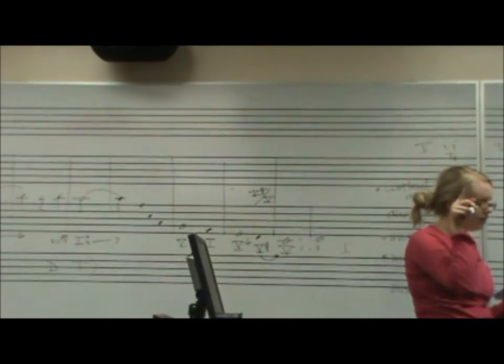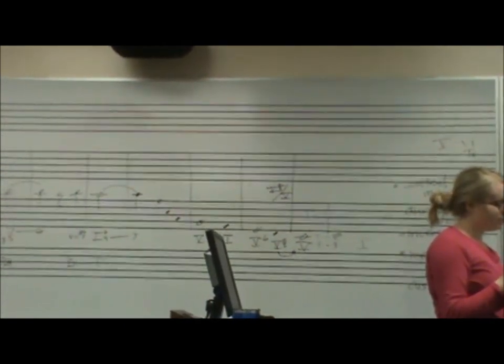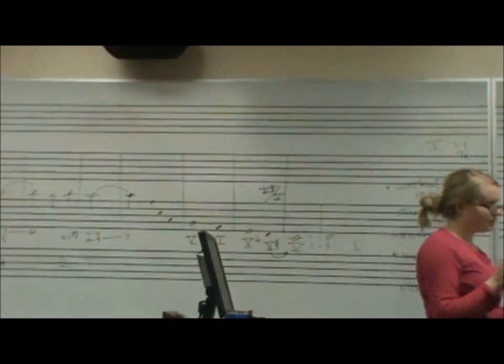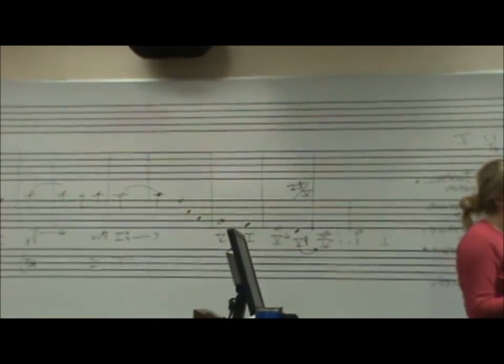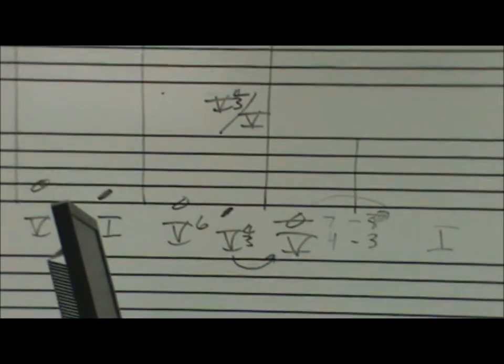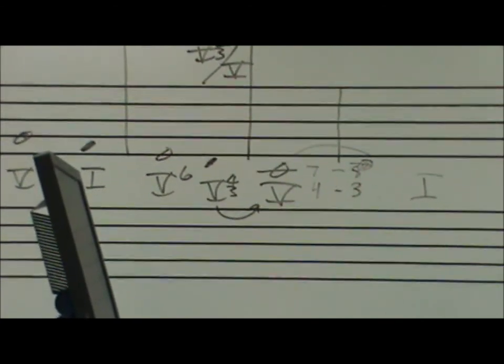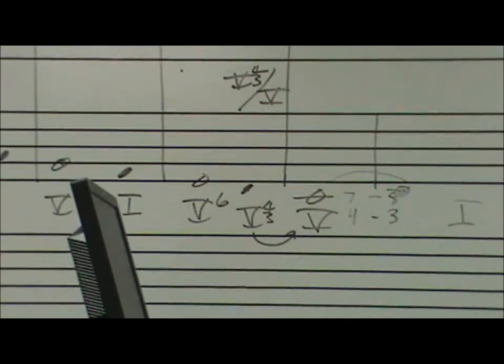The D natural 7/2. What's that called though? When you hold a note over and go up? I get them all confused. How about the one that goes down? You know what that is? 4/3? Retardation. Very good, you got it.